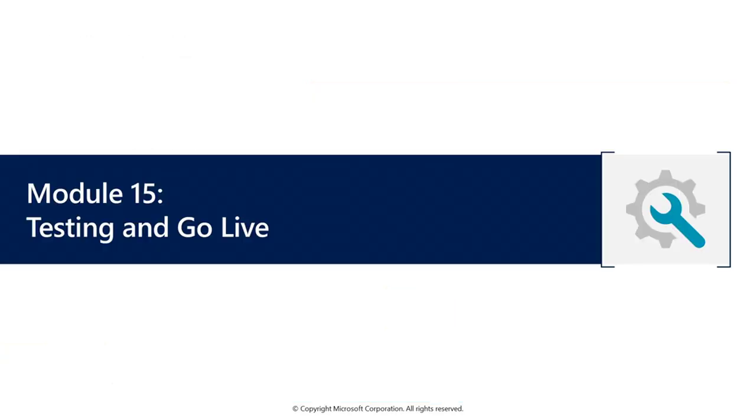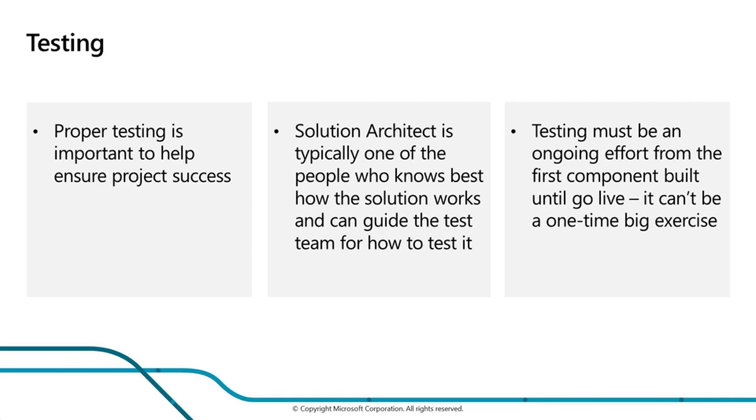Testing and go live, super important. So this part is the last part of this course. About testing, proper testing is super important to help ensure process success. And you have to make sure that at the beginning, the scope is super clear and you know exactly what will be the trigger that will let you decide if the project is a success or not.